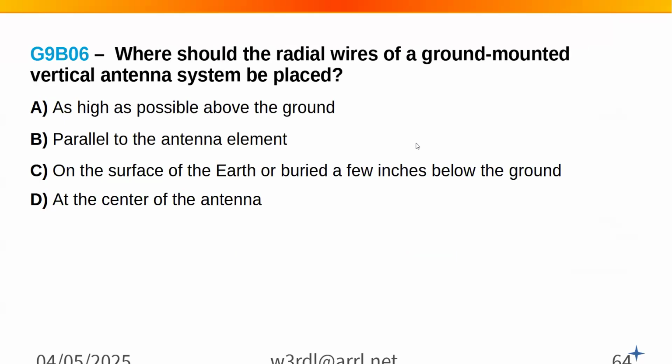Where should the radials of a ground-mounted vertical antenna system be placed? Charlie.